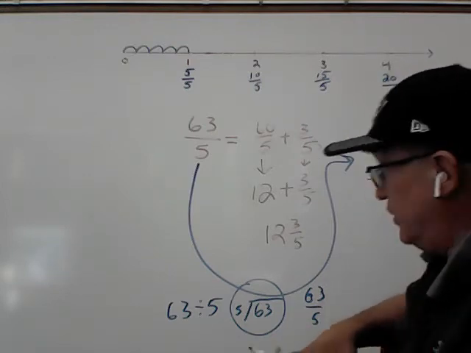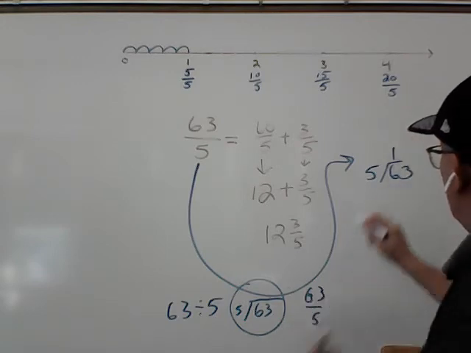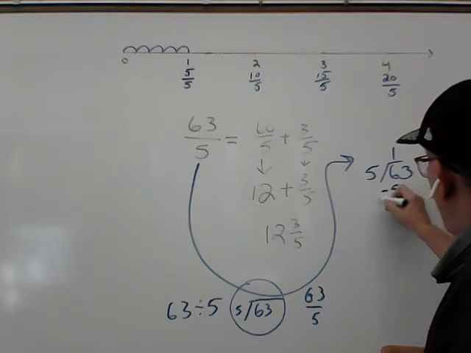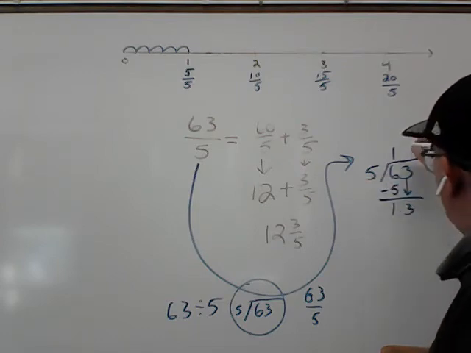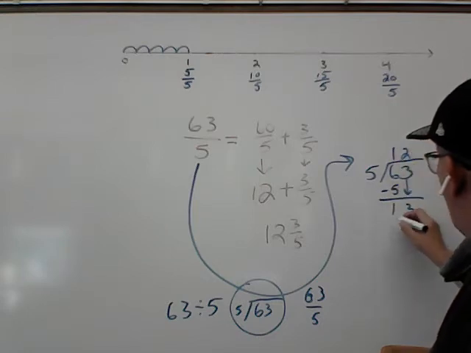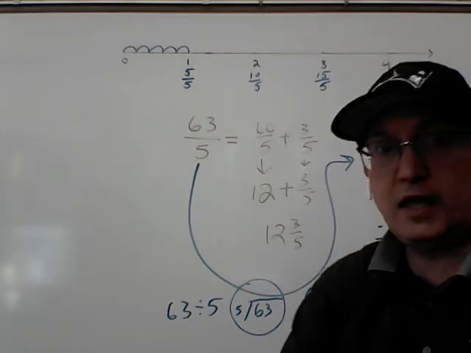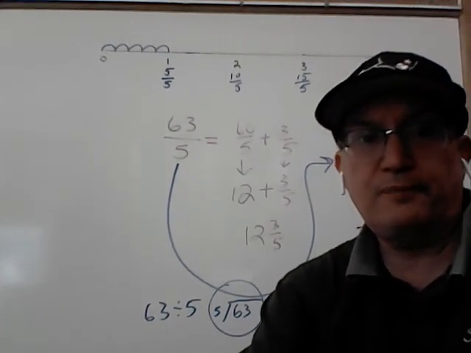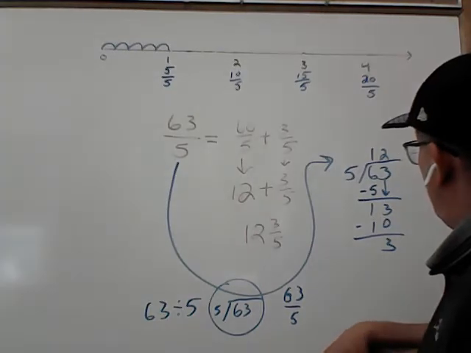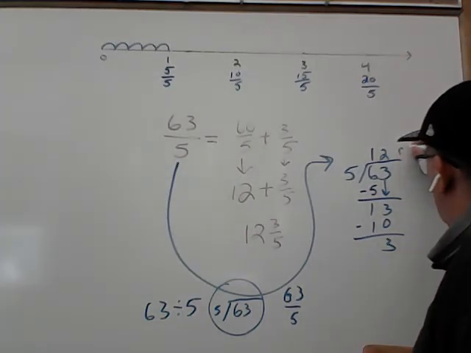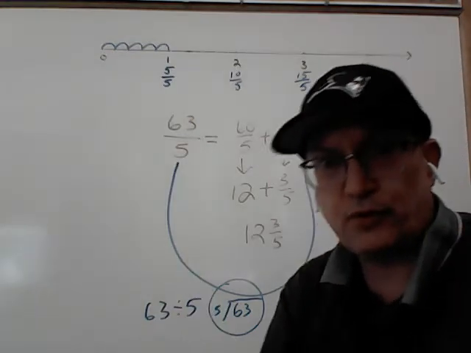And of course, now you might be able to jump right to that and realize that 12 times 5 is 60. But if you take it a digit at a time, of course, you'll do 1 times 5 here, put the 5, subtracting get 1, bring down the 3. How many 5s in 13? 2. 2 times 5 is 10. Okay. And in 3rd and 4th grade, when we do 63 divided by 5, we say this, that the answer is 12 remainder 3.